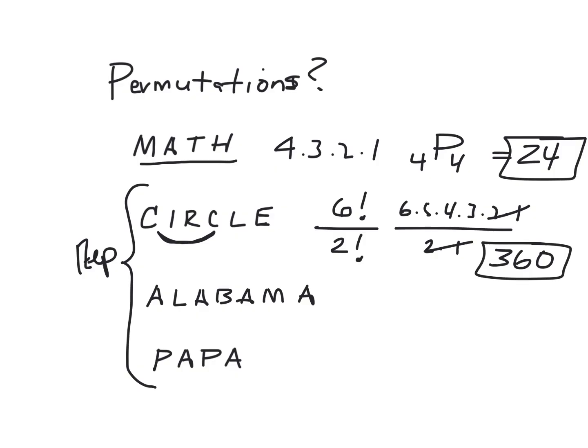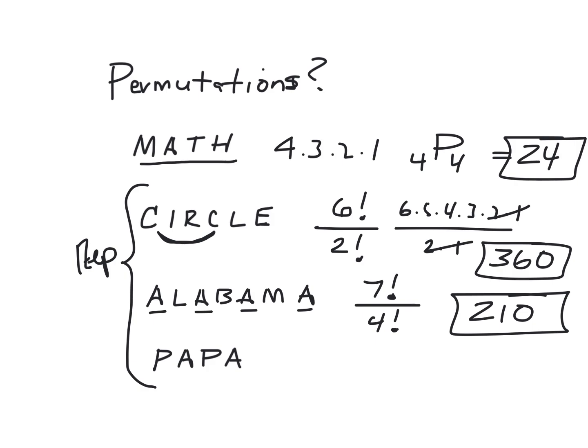For Alabama, there are 7 letters, so it's 7 factorial. If all of those letters would be different, that would be your answer, 7 factorial. But I've got repeats. I've got 4 A's, so I'm going to have to divide by 4 factorial. So on my calculator, 7, go to probability, choose factorial, divide by my 4 factorial, and I would get 210 different ways.